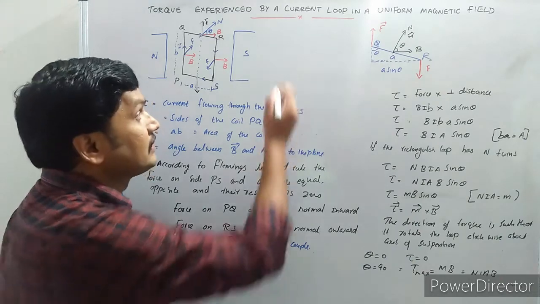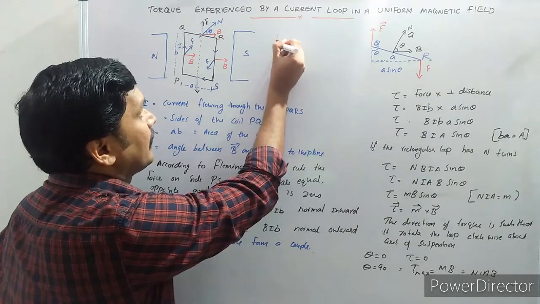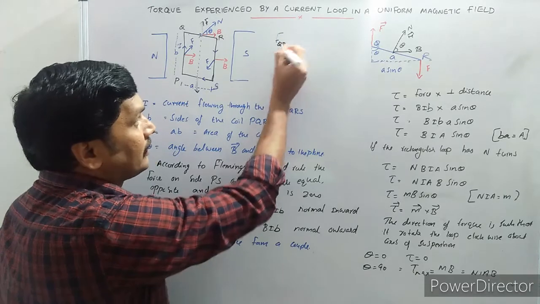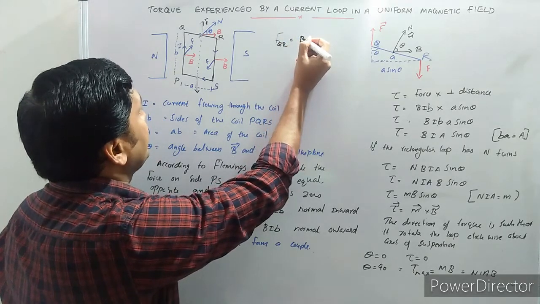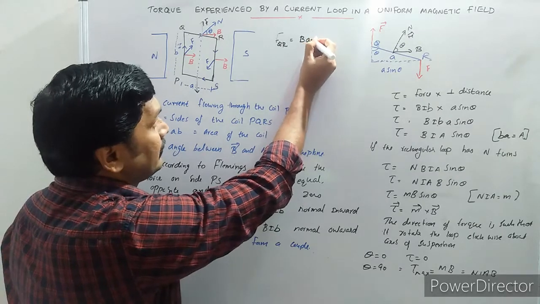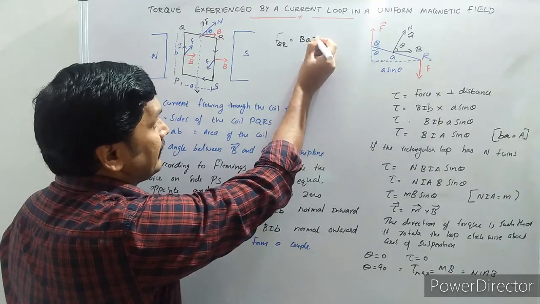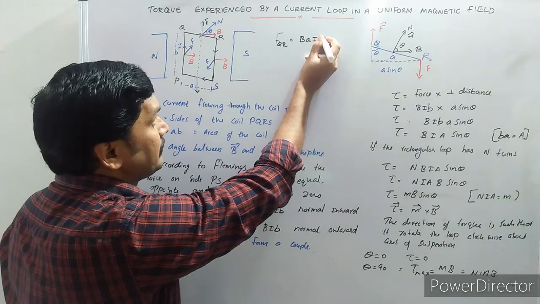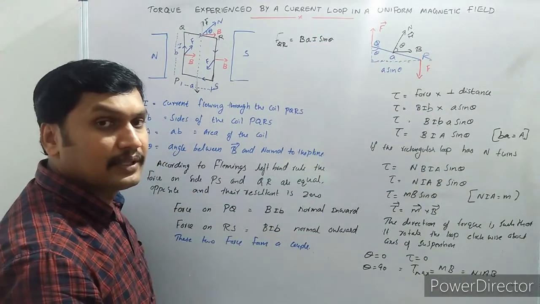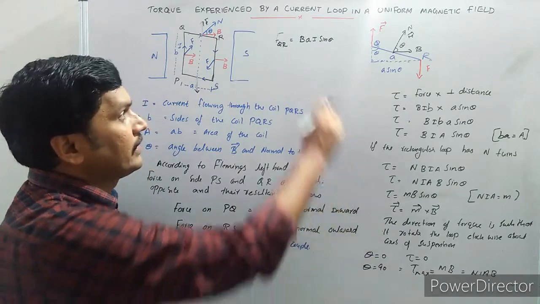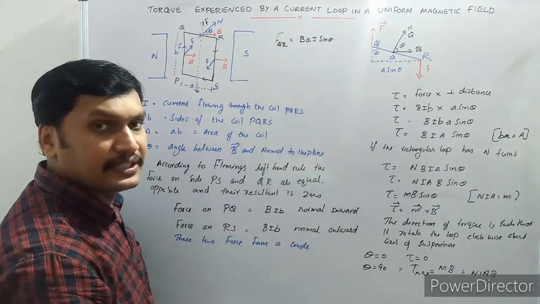The force on QR is equal to what? The strength of magnetic field into the current into the length of the side. What is the length of the side? A. So B into A into I into the sine of the angle between the magnetic field and the normal. Suppose it is theta, then we can say BAI sin theta.